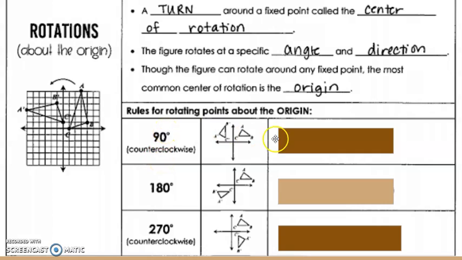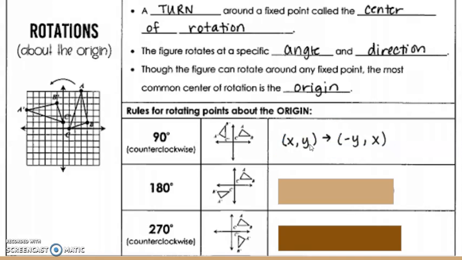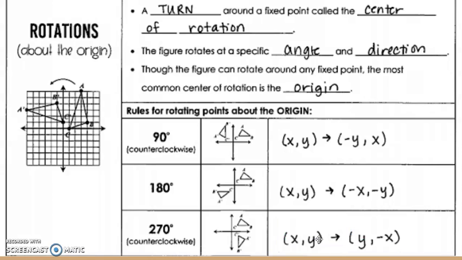When we have a 90 degree rotation, the rule that we are using is x comma y, our ordered pair, turns into negative y comma x. For 180 degree rotation, we're taking x comma y and turning it into negative x comma negative y. For a 270 degree rotation, we are taking x comma y and turning it into y comma negative x. If you can remember these rules, you'll be able to do our rotations.